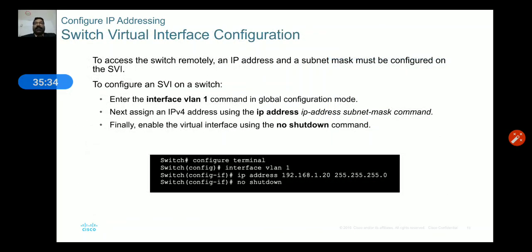Right, SVI. What is SVI? Switch Virtual Interface. If you want to configure or manage the switch remotely, definitely you have to configure the IP address for the switch. How do you configure the SVI? The SVI is configured by using a command. You have to configure the IP address for the VLAN. So you have to enter the command interface VLAN 1, and then configure the IP address for that switch. You type the given IP address followed by the given subnet mask.